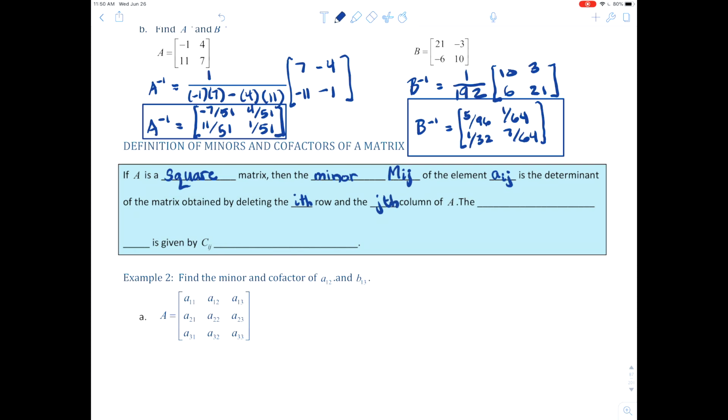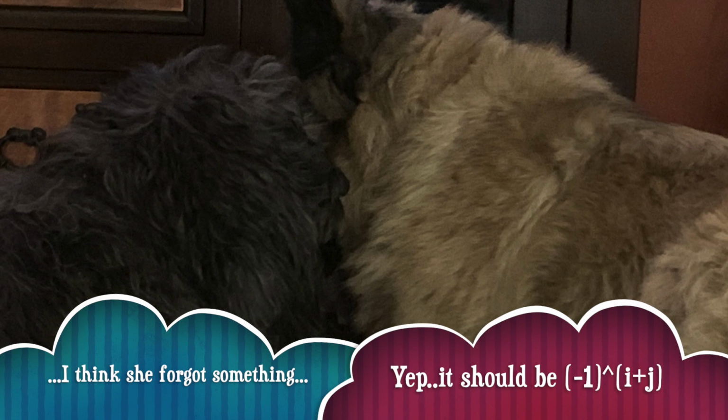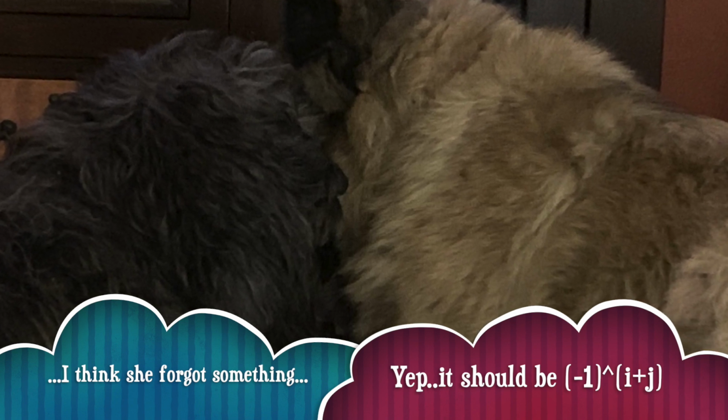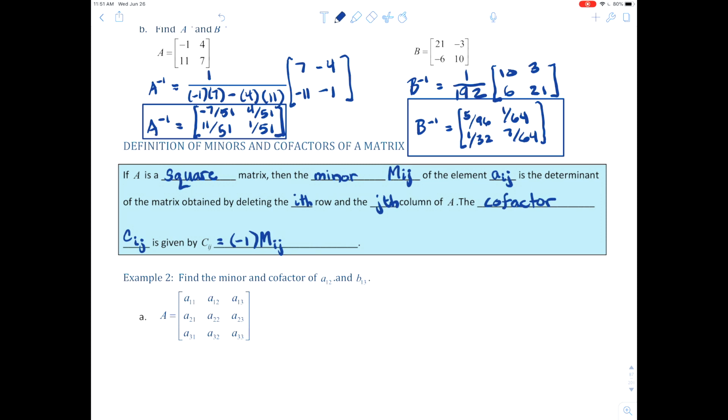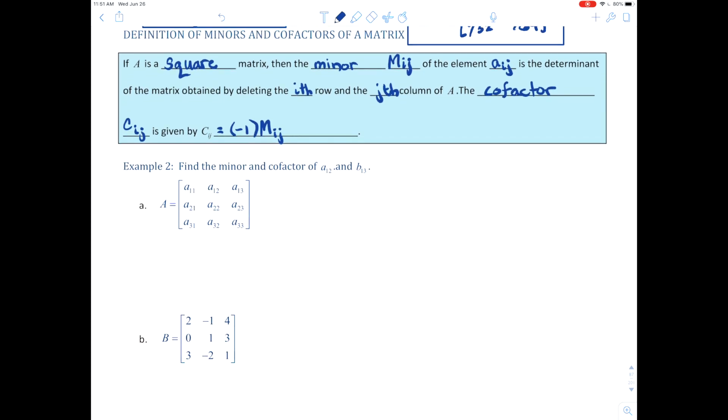The cofactor, which is denoted capital C-I-J, is given by C-I-J equals -1 to the i plus j times the minor of Aij. Groovy? Okay, so here we go. Example 2, find the minor and cofactor of A12 and B13. Find the minor first.